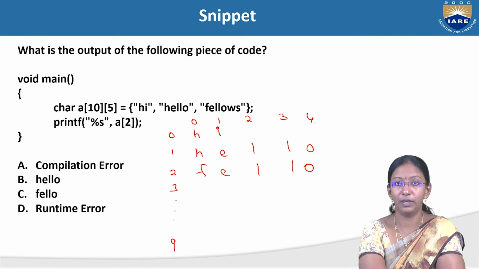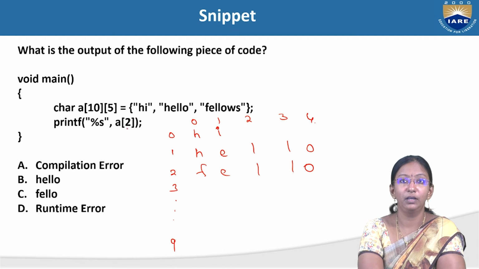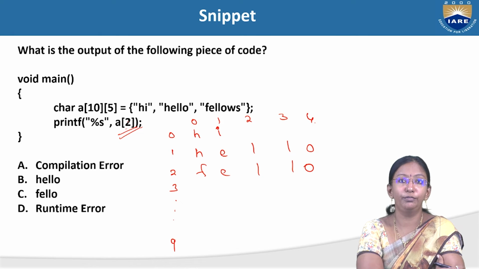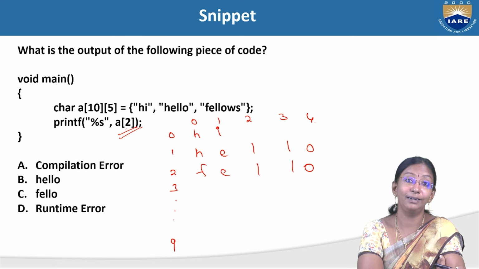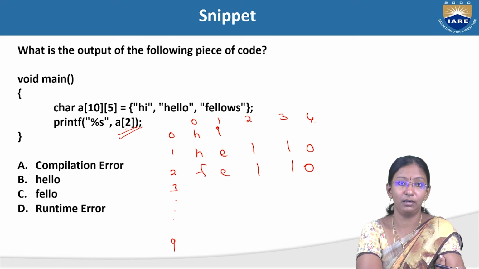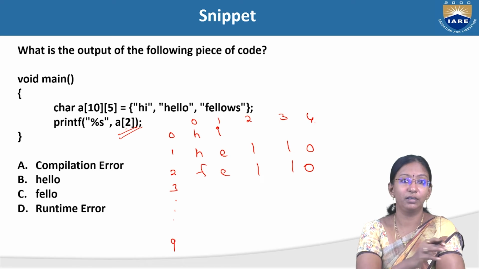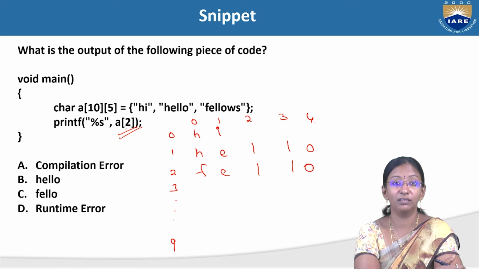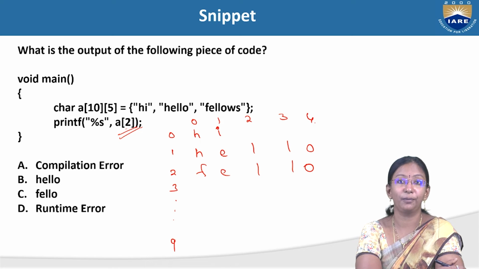That is the first point you have to understand. Second point. Area A of 2, they are taking the name of a matrix but using only one index value. What do you think? Is it a compilation error or a runtime error? That means, is it a syntax error or semantic error? Okay, I hope you understand the difference between these two. Is it a syntax error or semantic error?